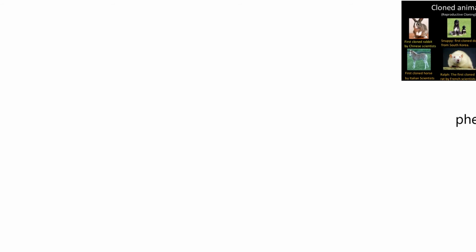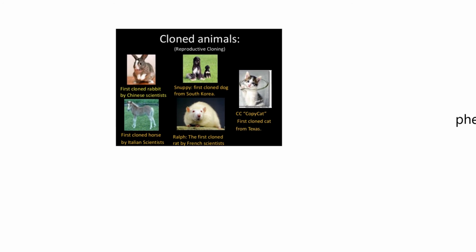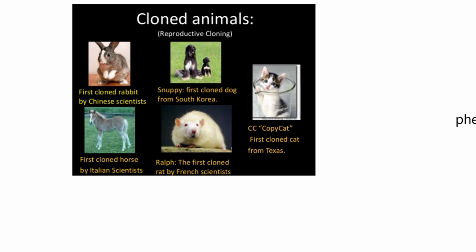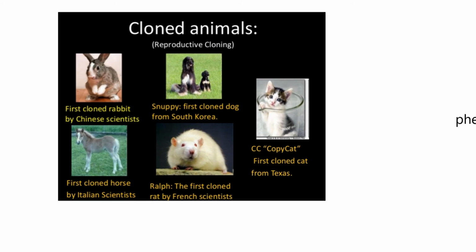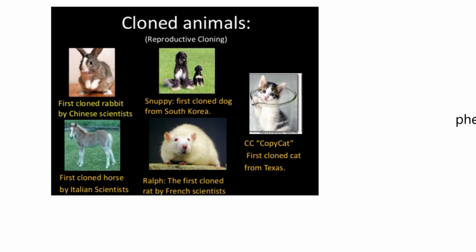Okay, moving on, I want to talk a little bit about cloned animals, and I found this neat little illustration here about what's been cloned and who did it. So that's kind of interesting. Rabbit by the Chinese scientists, the dog, South Korea. I remember when that came. I'm not sure of the years for these. Horses, Italian. The French cloned the rat, and then a cat from Texas.